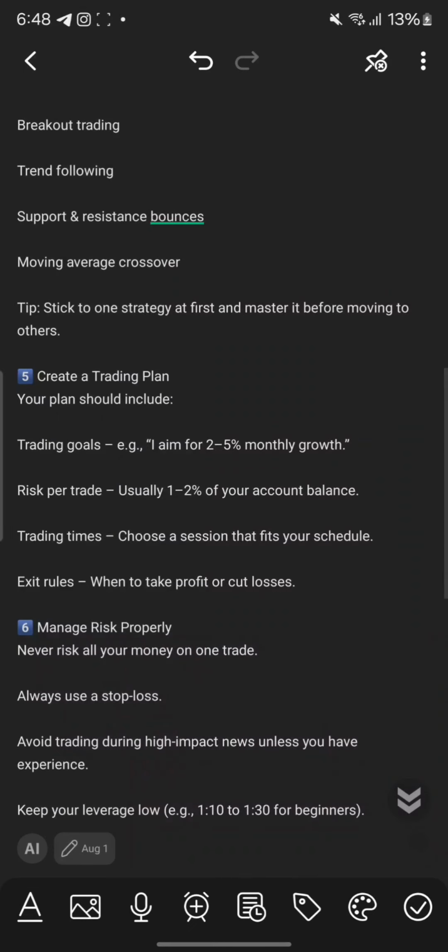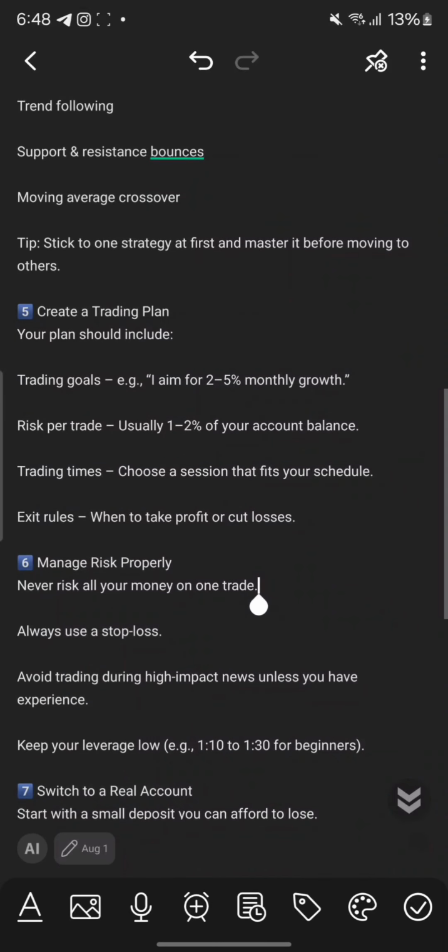Then the next step you have to take is to create a trading plan. Yes, create a trading plan. Your plan should include trading goals. This can be, I want to make 2 to 5% of my portfolio in a month. Risk per trade. How much are you willing to risk per trade? Just create a trading plan that you know will suit your psychology.